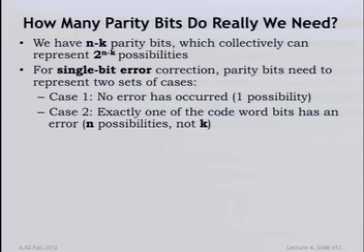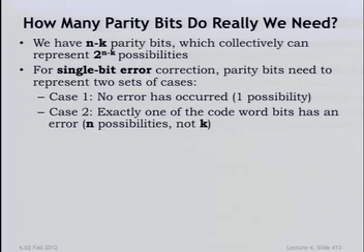Okay. So the question arises, is a rectangular code using this redundant information in an efficient way? Or could we do better?